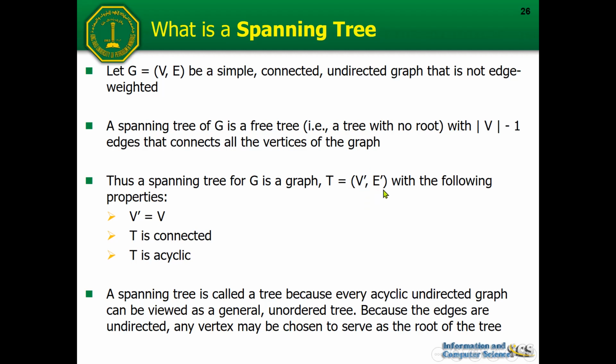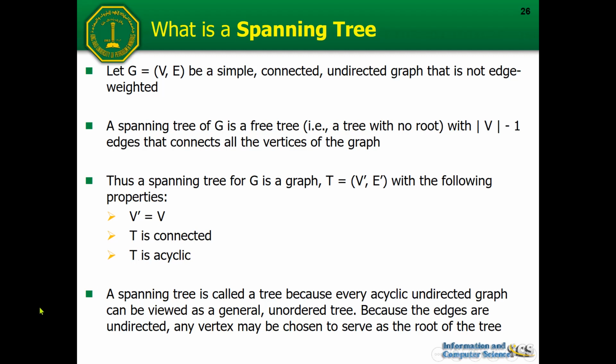Thus a spanning tree for G is a graph T with the set of the vertices V' and the set of the edges E' with the following properties. The set V' should be equal to the set V, the original vertices in G, and T is connected and T is acyclic, meaning that there cannot be a cycle in T, because based on the definition a tree cannot contain any cycle. So the spanning tree for G must also be acyclic.